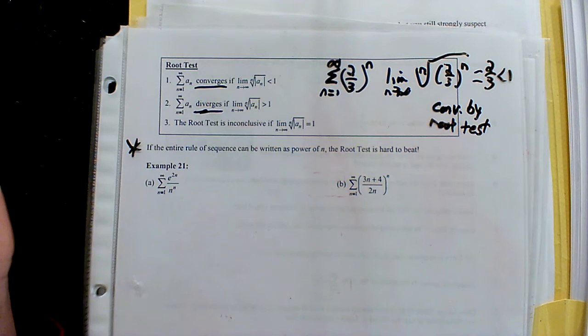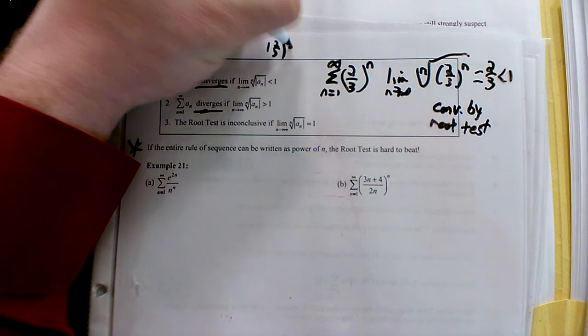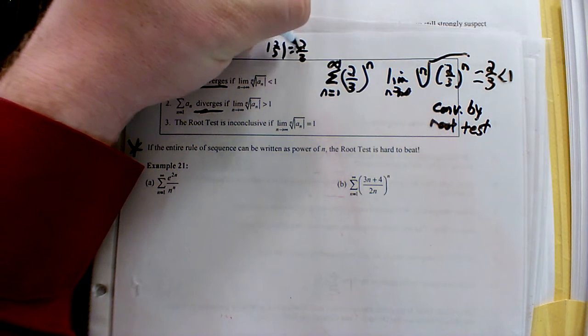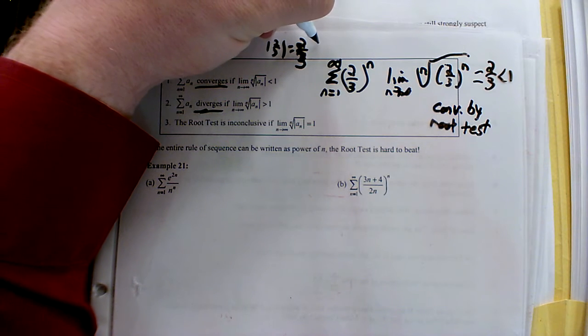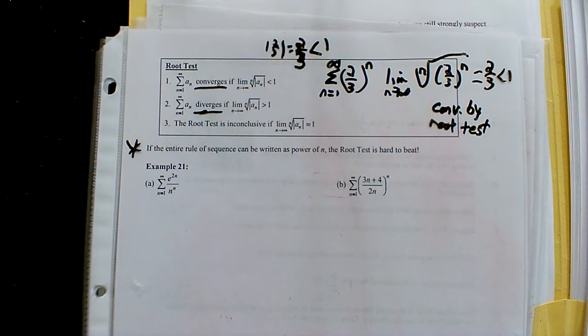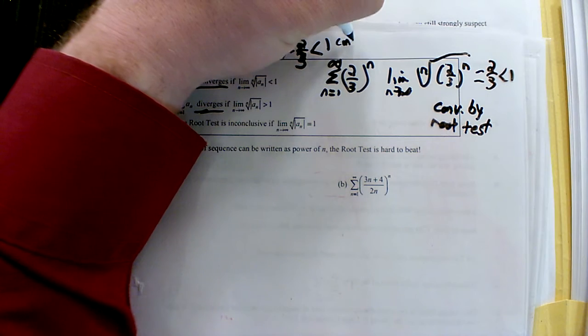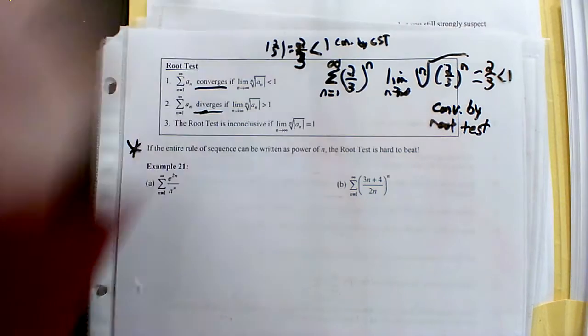Okay, so what's r in this case? 2/3. Yeah, the ratio. So the absolute value of 2/3, so that's 2/3, and 2/3 is less than 1. So what do we know about it? Okay, it converges by geometric series.